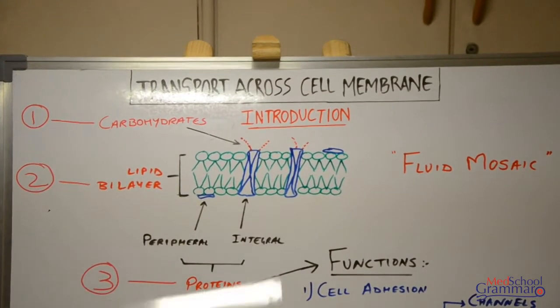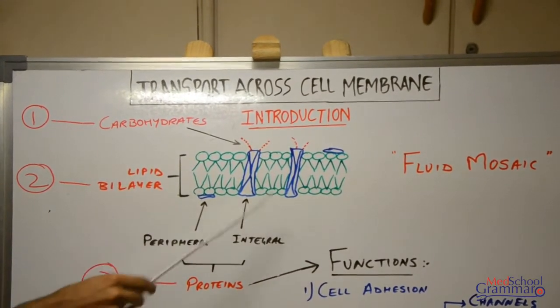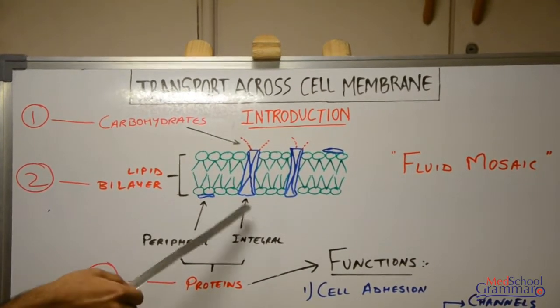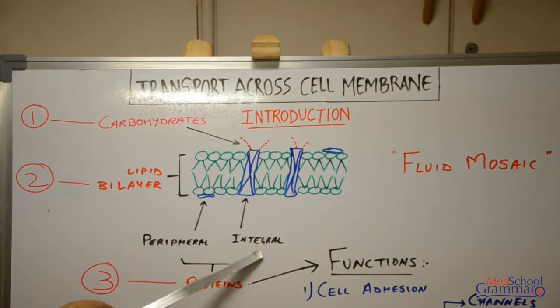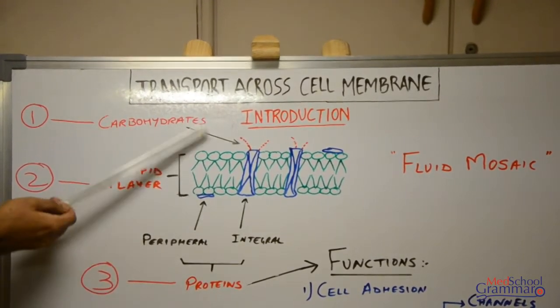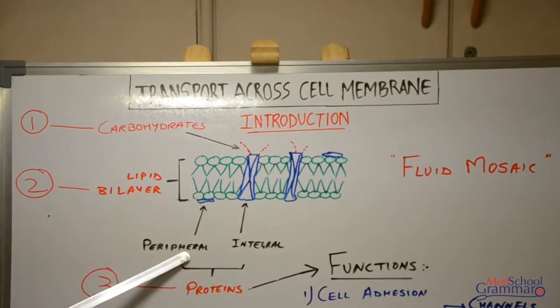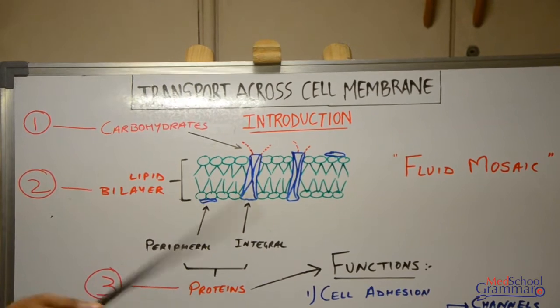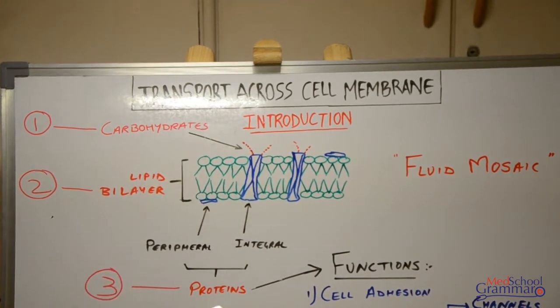So this divides the proteins into two types. The proteins which are present across the membrane or the transmembrane proteins are called integral proteins, and the proteins which are present either on the inside or on the outside are known as peripheral proteins. But the most important component out of these three which play a role in transport are the proteins.